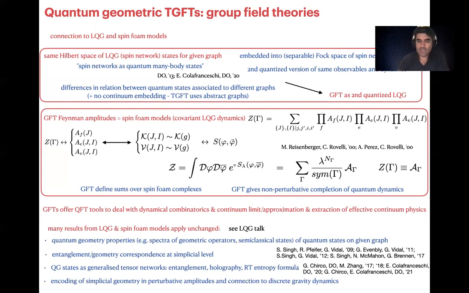So most of the results, and in fact all the results associated to given graphs in loop quantum gravity, apply equally to the group field theory because of this correspondence. And I just mentioned one set of results, which are all the results that follow from just the quantum geometry of the theory, which apply equally, but also the ones that follow from the correspondence between spin network states and tensor networks.